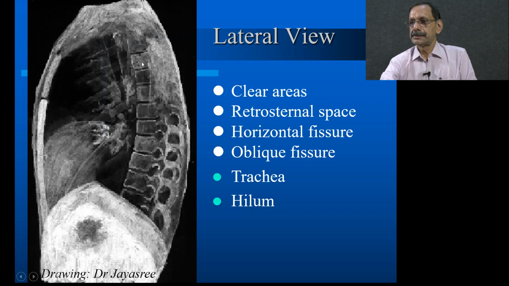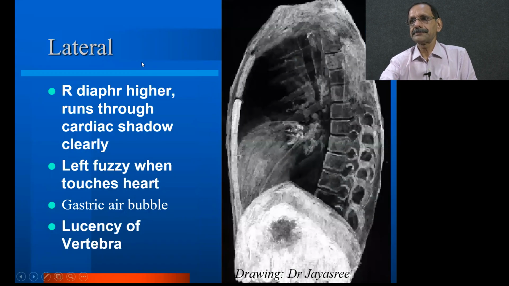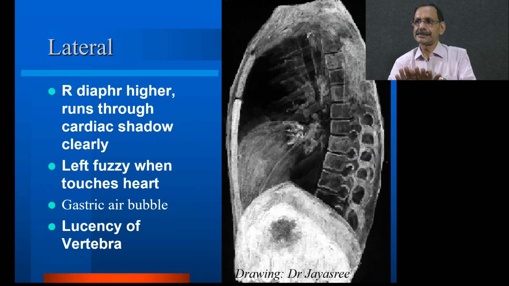And look, we'll go to the next film. Right diaphragm is slightly higher as compared to the left, and the left diaphragm merges with the heart border because it is in touch with the heart border. Anything in touch together will appear merged, or rather fuzzy.